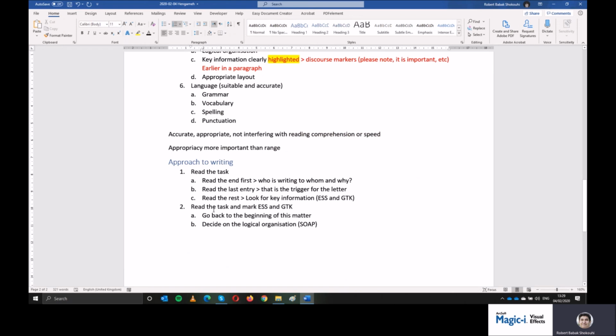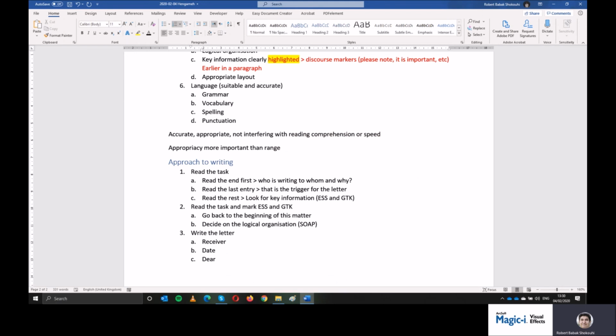So after you read the task, mark the essential and good to know information, and decide on your organization, you start to write. You write the letter. Where do you start? From the top, with the address. The receiver's address, then the date.